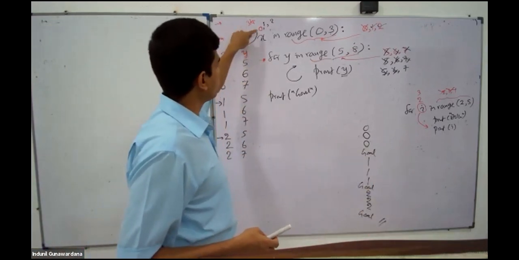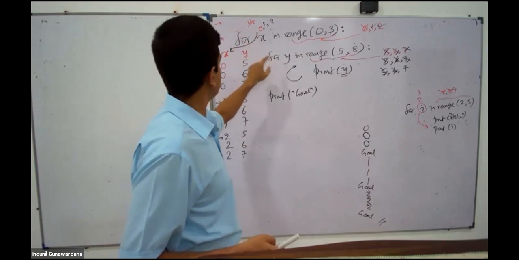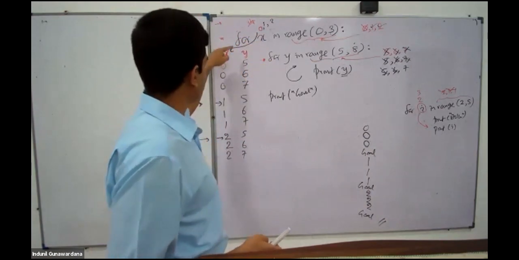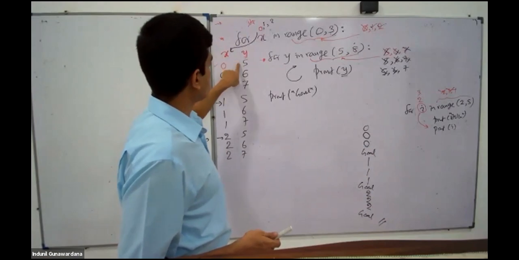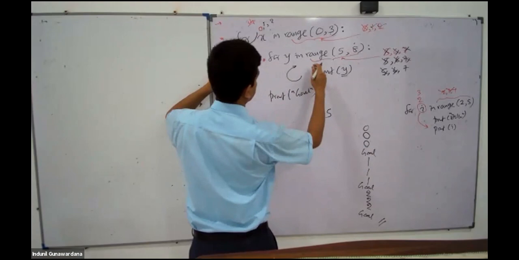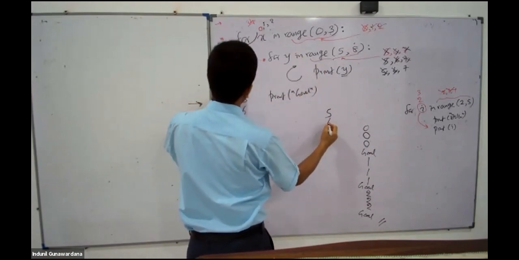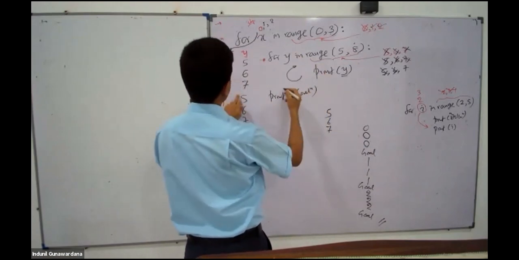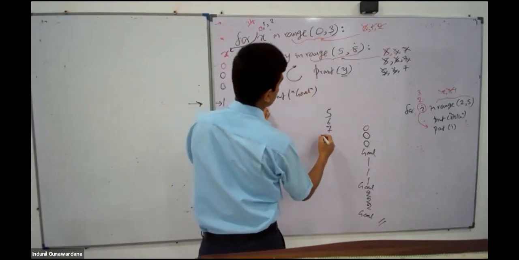Again, with 0 we come in. Then y is going to be 0. Now this is the way the values are prepared. Now y is going to be 5. Display 5, so now the output will be 5. Second time it's going to be 6. Next 7. And then it comes to this, good.